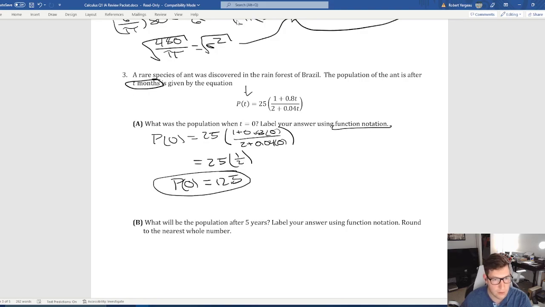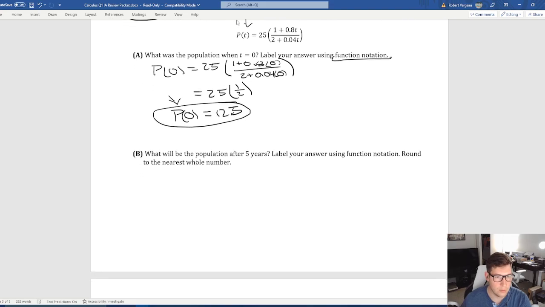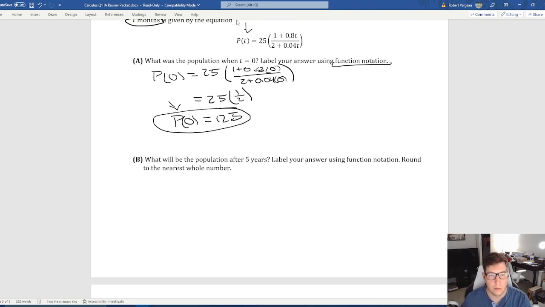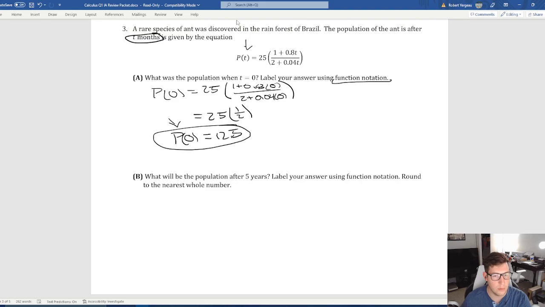That's going to be our answer. We have function notation, right? That function notation is going to be right there. It's that P of 0. And so moving on to question B. Now, this is where that earlier note becomes really important because we're being asked what will be the population after 5 years. Now, take a look. T is in months, right? But we're given years. And so we cannot use 5 as our T value. And so as a result, we need to remember, okay, well, I need months.